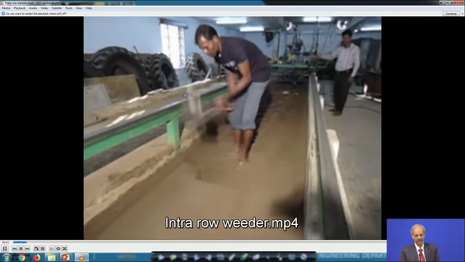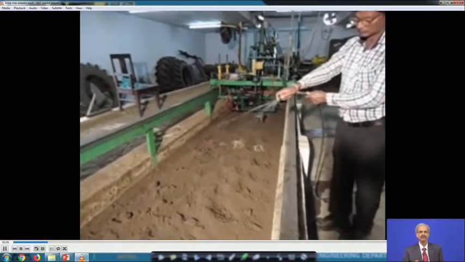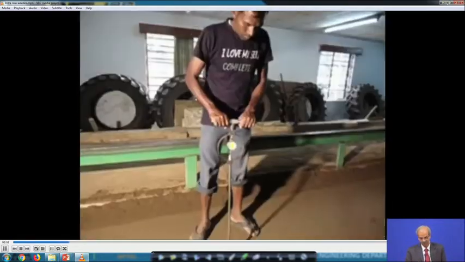Now, this is the 80 feet bin. You can see that this is being prepared. We wanted to show you how we prepare this and what sort of soil you can have.